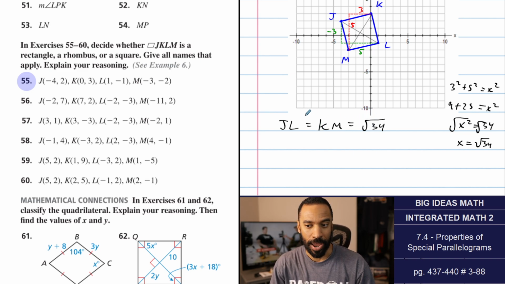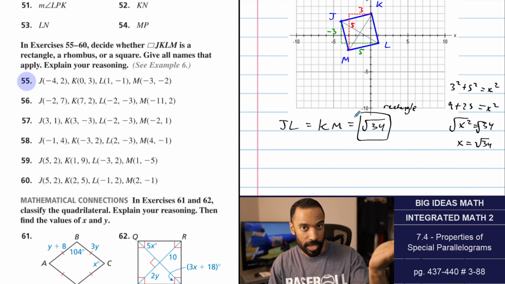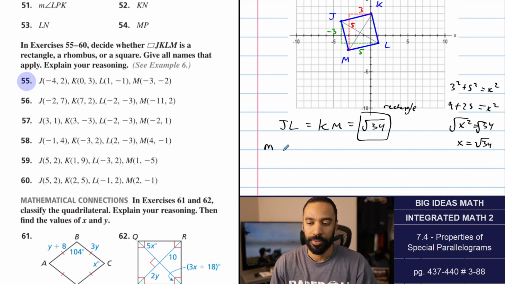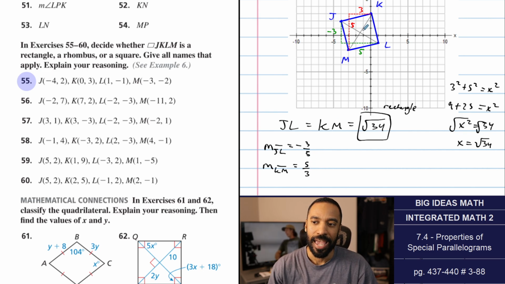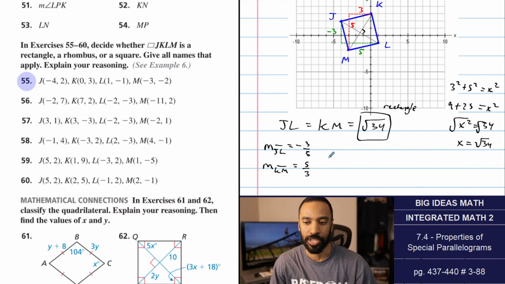Now, that shows this is a rectangle. Square root of 34 means this is a rectangle. And by the way, we already know that this is a parallelogram. That's the first thing that they tell us. How about a rhombus? Why do I say I know it's a square? Because it's a rectangle and a rhombus. What makes it a rhombus? The slopes. The slope of segment JL is negative 3/5. The slope of segment KM is positive 5/3. These are opposite reciprocal slopes. In a parallelogram, if the diagonals are perpendicular to each other, it is a rhombus.